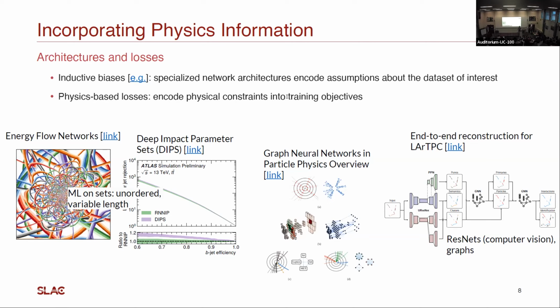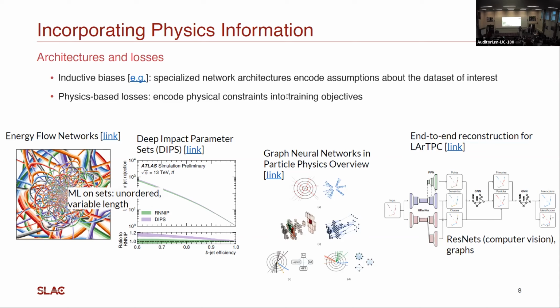So instead of, a lot of times people would take a bunch of particles that had no order a priori, assign some order, and then use an RNN. But if they have no order a priori, we should be encoding that. And so that's where this ML on sets comes in.